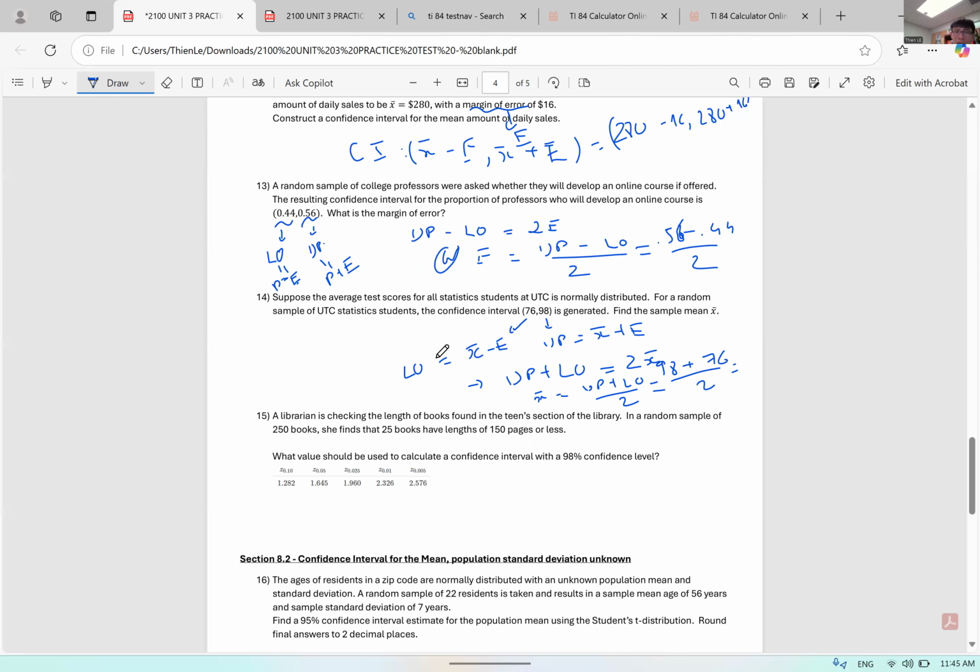Okay, this is not very well stated again, right? But it should be a mean type problem, okay? Because in our scope, we only learn either the mean and proportion, and here we talk about the length of the book, right? How many pages the book have, right? So what value should be used to calculate confidence interval?